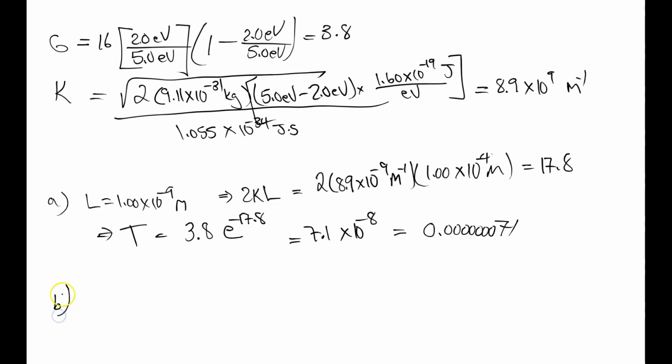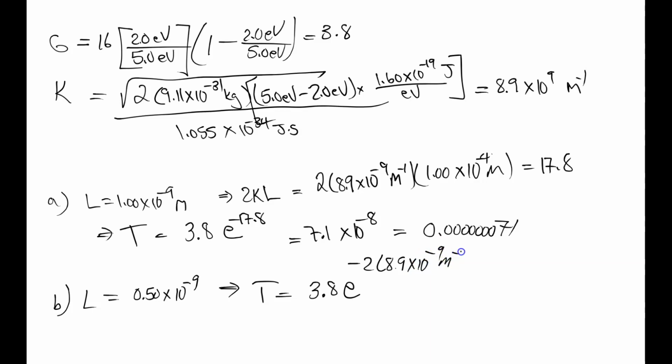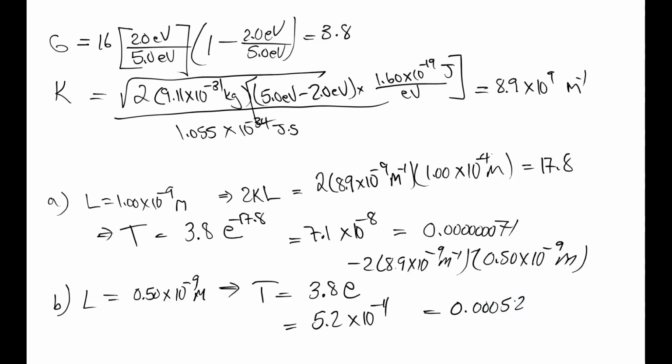And then part B, now L equals 0.5 times 10 to the minus 9 meters, which means that T equals 3.8 times e to the minus 2 times 8.9 times 10 to the 9 per meter times 0.5 times 10 to the minus 9 meters, which would equal 5.2 times 10 to the minus 4, which is 0.00052.